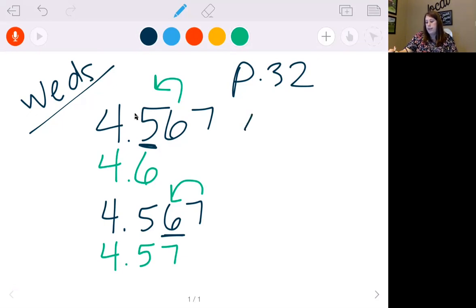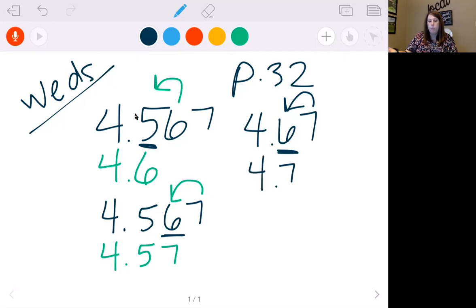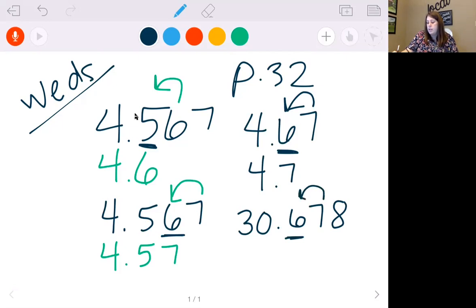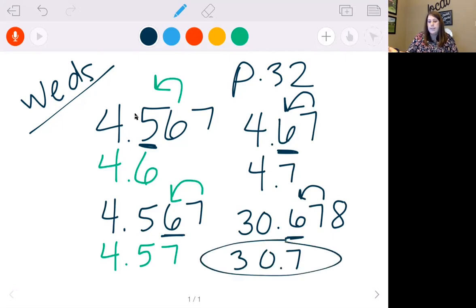Okay, let's do one like this. 4.67, 4 and 67 hundredths. Round to the underlined place. 7 is going to make that 6 go up to a 7. 4 stays the same. 4.7 or 4 and 7/10. You might get one like this, and they might underline that 6 right there. 7 makes the 6 go to a 7. Keep that 30. So 30 and 7/10 is your answer.